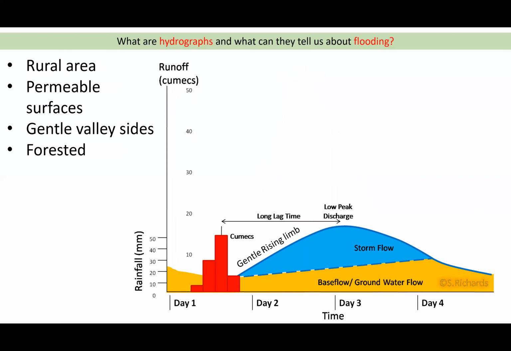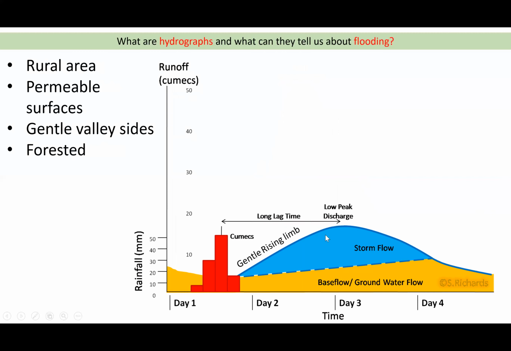This hydrograph you can see is quite different to the previous one. We have a much, much lower peak discharge, a much, much gentler rising limb, so the water is entering the river much slower, and therefore we have a much longer lag time. This time it's almost 2 days, so almost 48 hours.